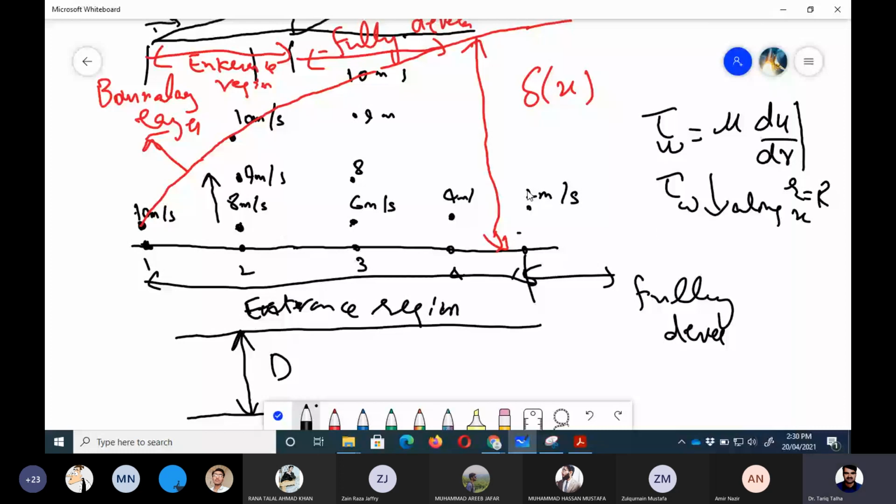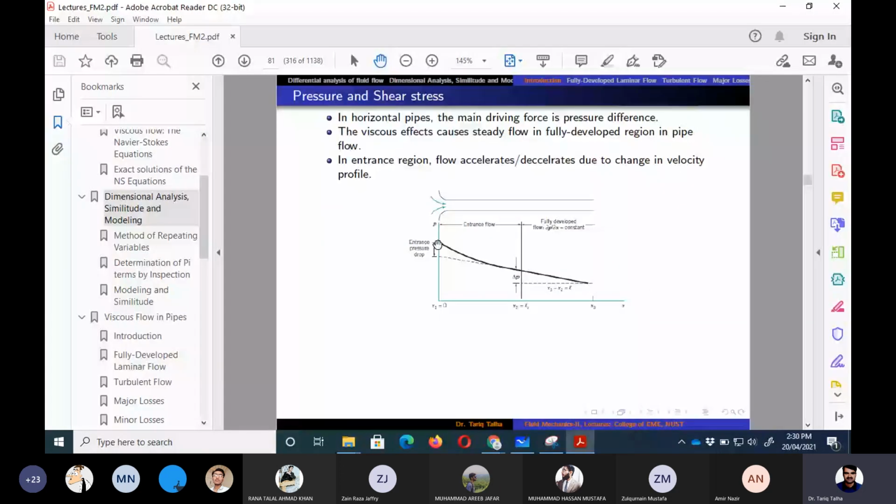Because tau omega is the maximum in the entrance region, it means that the retardation force, or the resisting force, is maximum at the entrance. So that's why, to drive the flow through that maximum resisting area, the pressure drop would also be greater. You can easily see that the pressure drop in the beginning is very high, and then that slope becomes almost equal to a constant value in the fully developed case. So that is the deviation from the straight line.